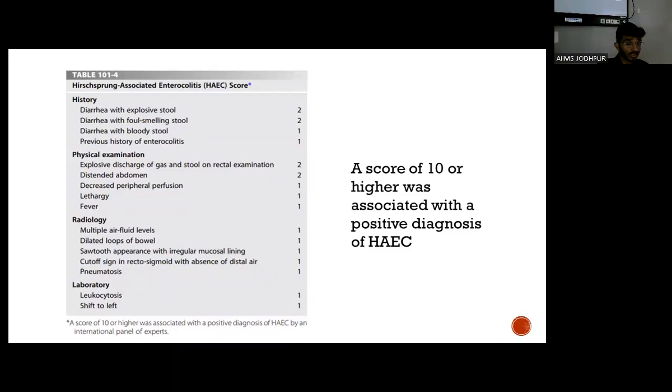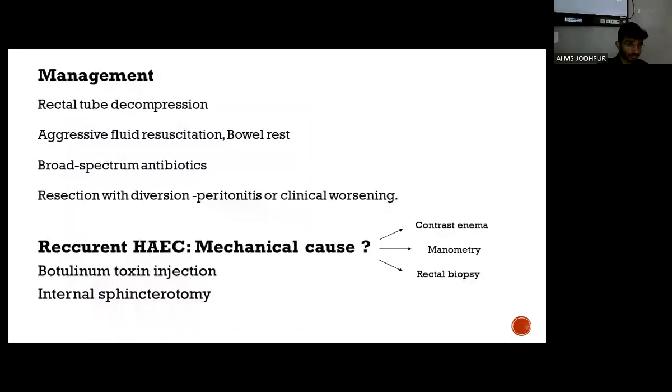From physical examination: explosive discharge of gas and stool, that is the blast sign on rectal examination, distended abdomen, decreased peripheral perfusion, lethargy, and fever. Among radiological features: multiple air-fluid levels, dilated loops of bowel, sawtooth appearance with irregular mucosal thinning, cut-off sign in the rectosigmoid with absence of distal air, and pneumatosis. And laboratory findings like leukocytosis and shift to the left are considered in the scope.